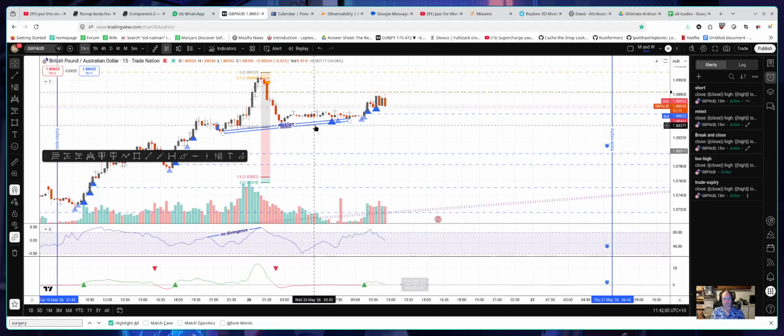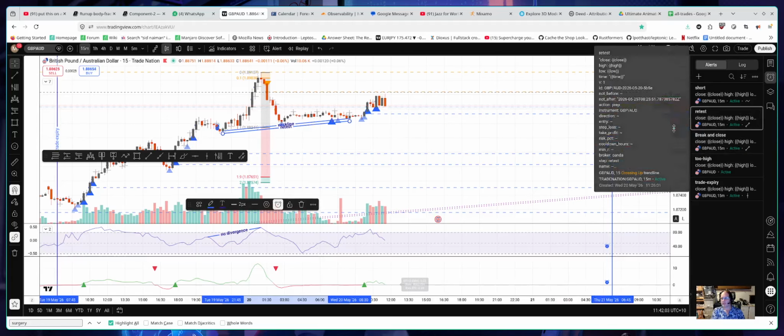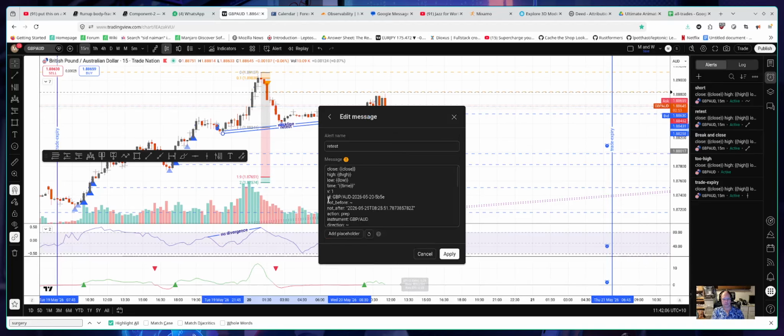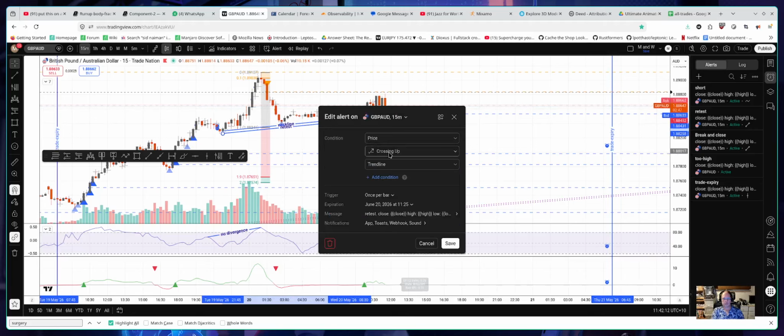And then we've got the retest trend line, and it's the same message. Action is prep, and name is retest. But this one doesn't have to have a close, so if it crosses up across that trend line, that's the retest trigger done.